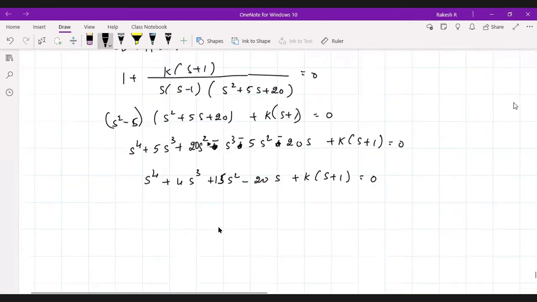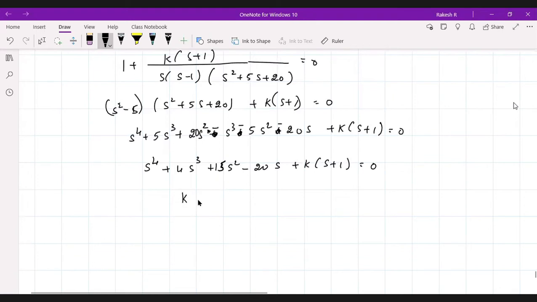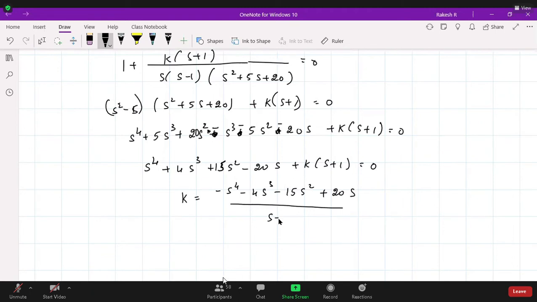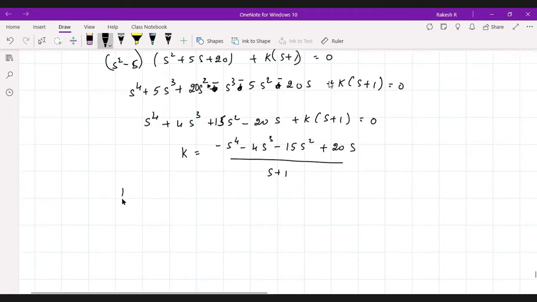is equal to 0. Yes, correct. So what we need to do is find k in terms of k. In terms of k means this becomes minus s raised to 4 minus 4s cube, minus 15s square plus 20s, whole divided by s plus 1, right? So what is the next step? The next step is to find dk divided by ds.